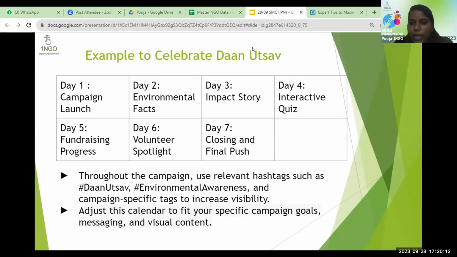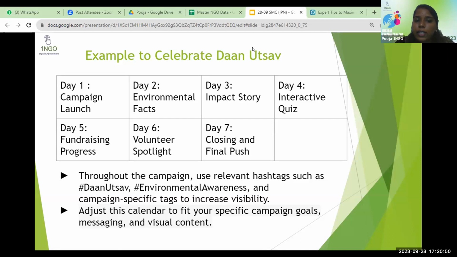You can launch a campaign for 7 days. So what does this campaign have? On day one, you can launch the campaign. Launching the campaign is nothing but posting an engaging image or a graphic with a caption. Explain the purpose of the campaign that you're launching. For example, if you are focusing on the environment sector, explain why the environment is important and introduce the fundraising goal to the audience here.